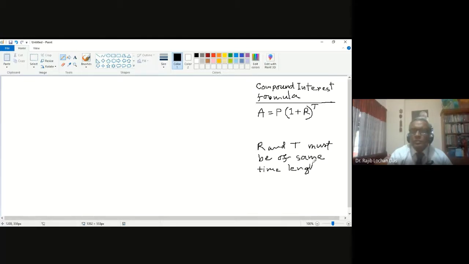So if you think about yearly interest, then you have to think about year in timing. If you think about monthly interest, then you have to take the month as your time period.